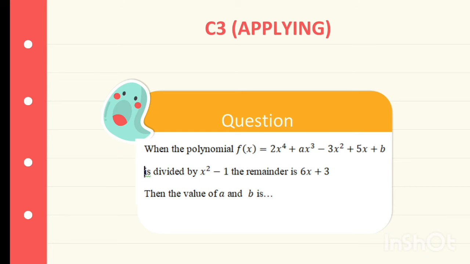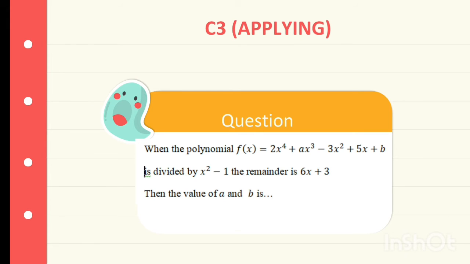Next, C3, applying. The example is: when the polynomial f(x) is equal to 2x to the power of 4 plus ax to the power of 3 minus 3x to the power of 2 plus 5x plus b is divided by x to the power of 2 minus 1, the remainder is 6x plus 3. Then the values of a and b are.